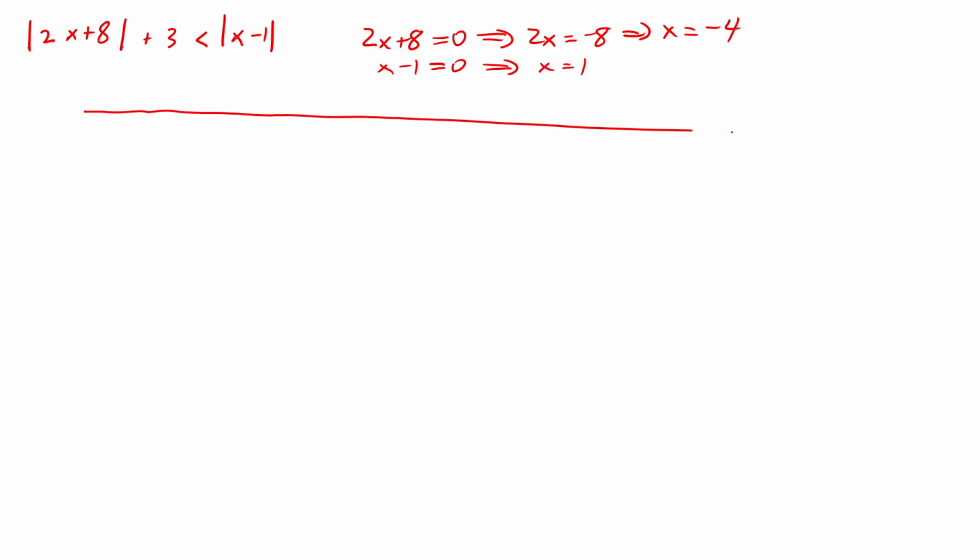All right, so now we're going to build a number line, and we're going to mark off the values of x at -4 and at 1. Build a couple of walls.